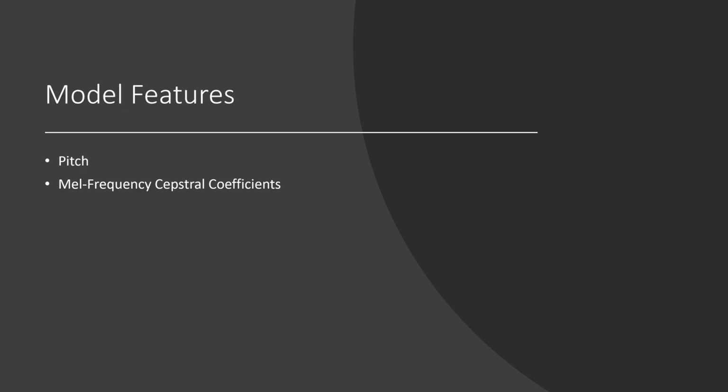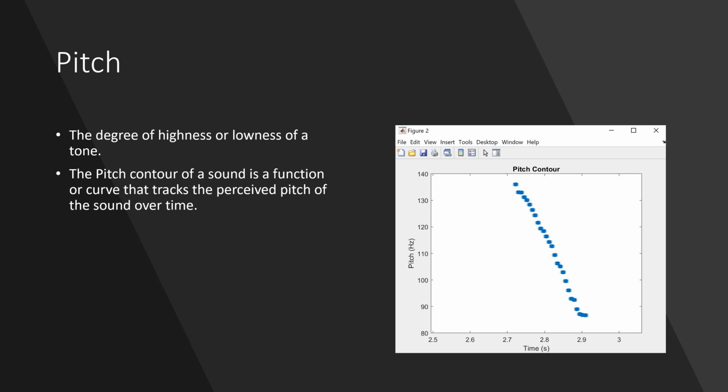Now moving on to our model, the model features that have been used in our project are pitch and Mel frequency cepstral coefficients. Talking about the first feature, pitch: usually pitch is defined as the degree of highness or lowness of a tone. When this pitch is plotted against time, it is called a pitch contour, and it gives us an idea about the variation of pitch along the time.